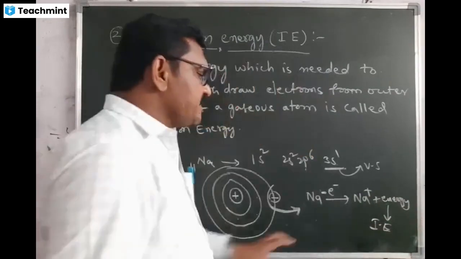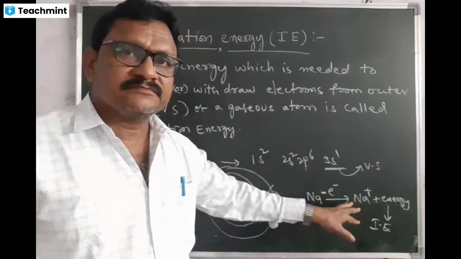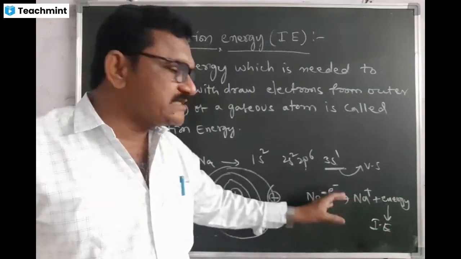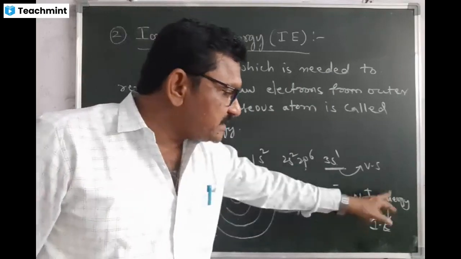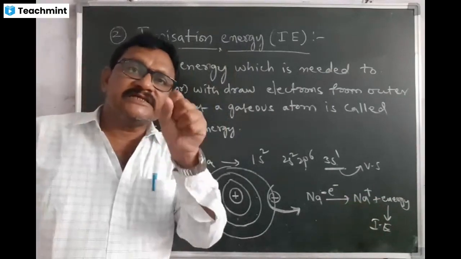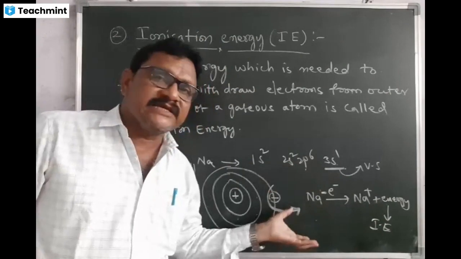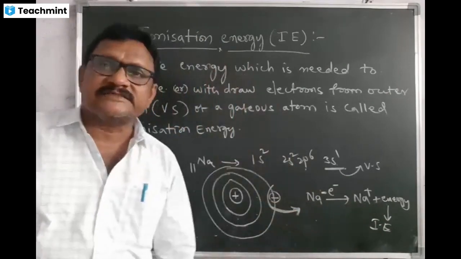That means ionization energy is needed to remove the electron. Ionization energy means the amount of energy which is required to remove the electron from the sodium atom. So that energy is called what? Ionization energy. Is it clear now? Whatever amount of energy is required to remove the electron from the outer orbit, we consider as ionization energy.